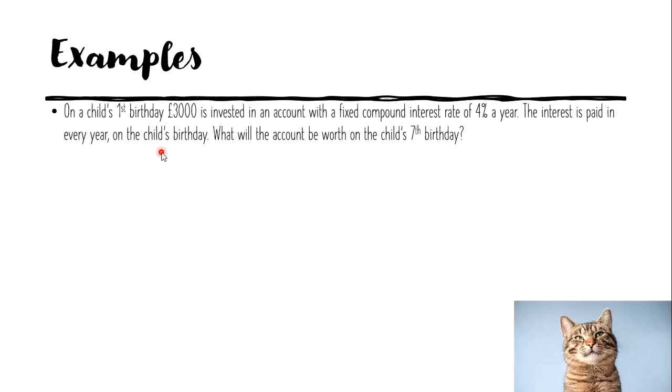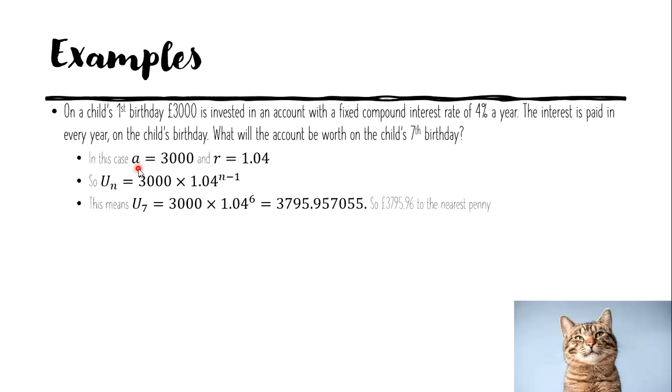Okay, final example. On a child's first birthday, £3,000 is invested into an account with a fixed compound interest rate of 4% a year. Interest is paid in every year on the child's birthday. What will the account be worth on the child's 7th birthday? In this case, a equals 3,000 and r equals 1.04. So U n would be equal to 3,000 lots of 1.04 to the n minus 1. This means U7 is equal to 3,000 lots of 1.04 to the 6th, which is this big number. So to the nearest penny, it will be £3,795.96.